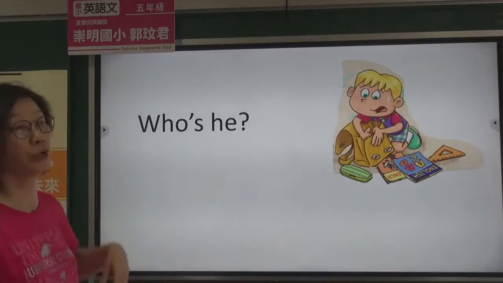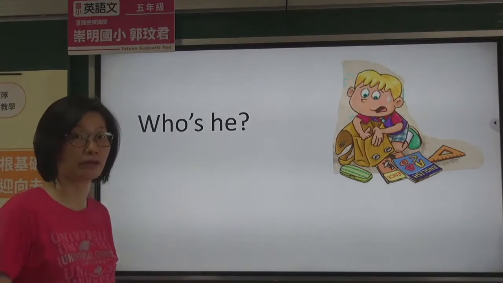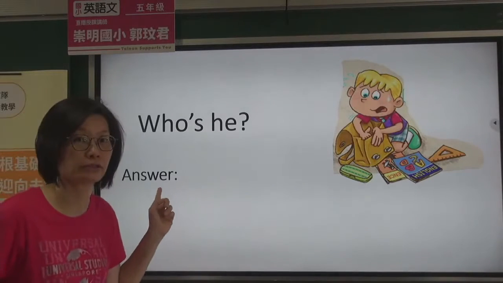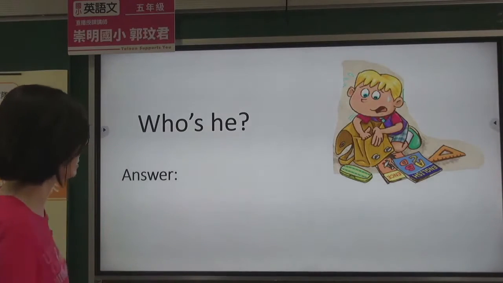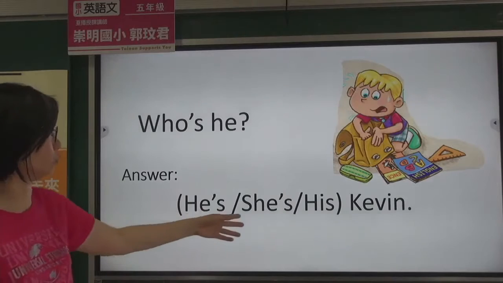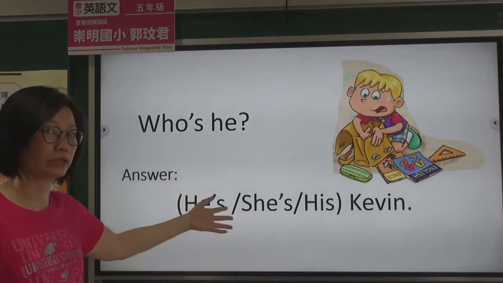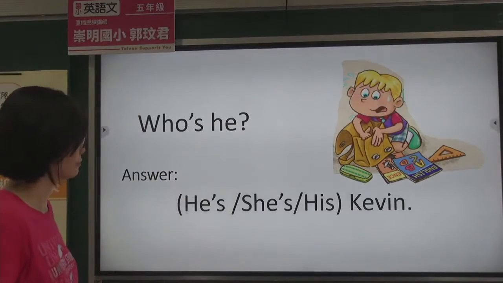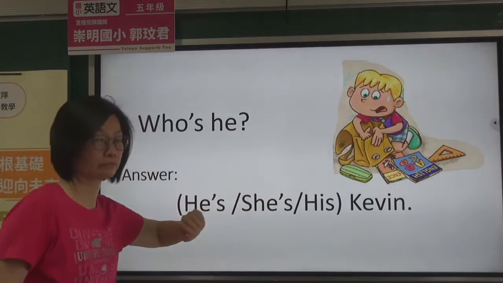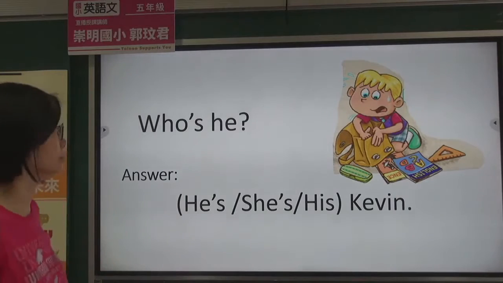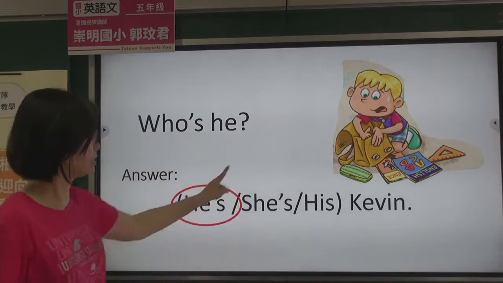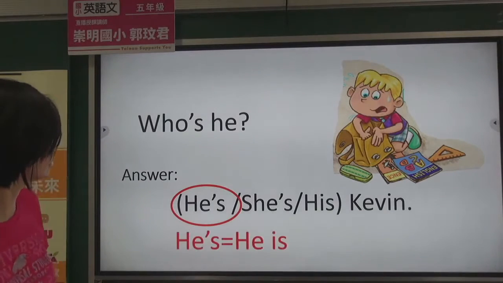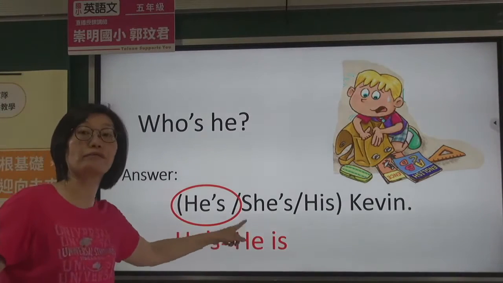Okay, the question: who's he? Remember. Okay, so what is the answer? Okay. So which one? Which his? This time, which his? There are two his. The first one or the third one? Okay, you got it. The first one, right? He's Kevin. This is the contraction. Okay, contraction. His is the contraction of he is.